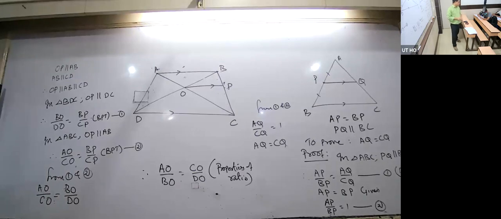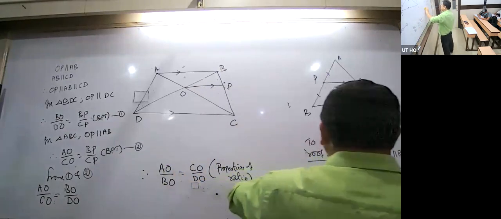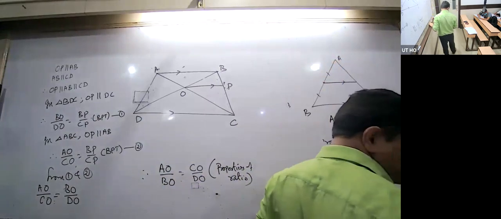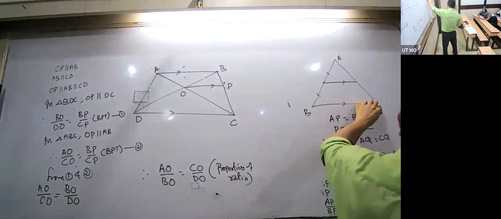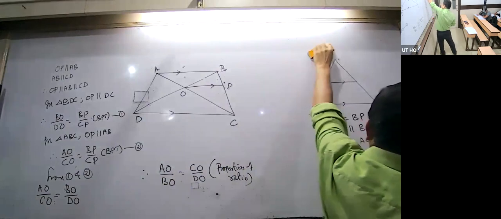Okay, next question. Question 3, Kushal. In the figure, LM is parallel to AB. If AL is equal to X minus 3, AC is equal to 2X, BM is equal to X minus 2, and BC is equal to 2X plus 3, find the value of X.